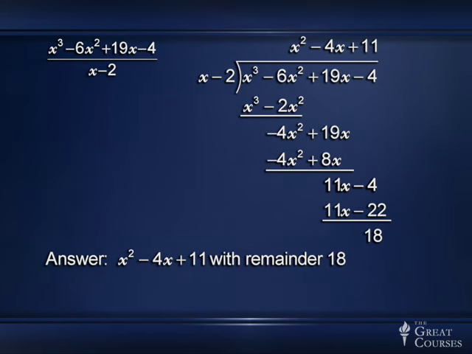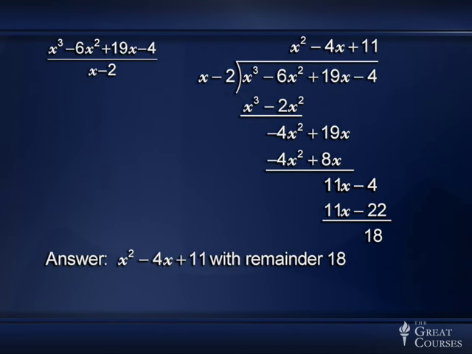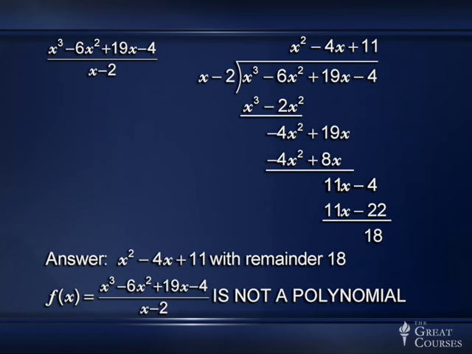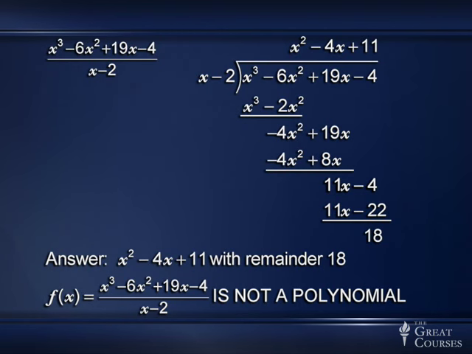plus 19x minus 4. And I can say that another way. It means, since I have that non-zero remainder, that if I took the function x cubed minus 6x squared plus 19x minus 4, divide that by x minus 2, I definitely would not have a polynomial.